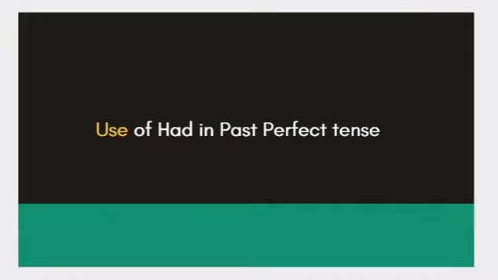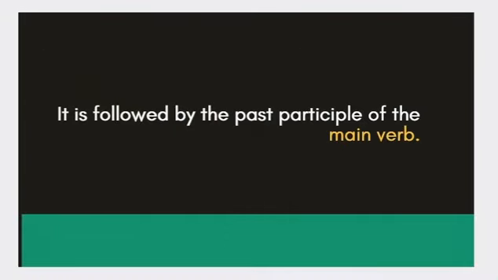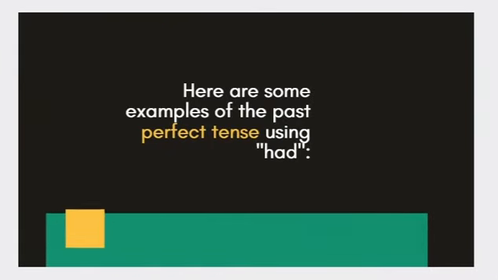Use of had in past perfect tense. Had is the auxiliary verb that is used to form the past perfect tense. It is followed by the past participle of the main verb. Here are some examples of the past perfect tense using had.